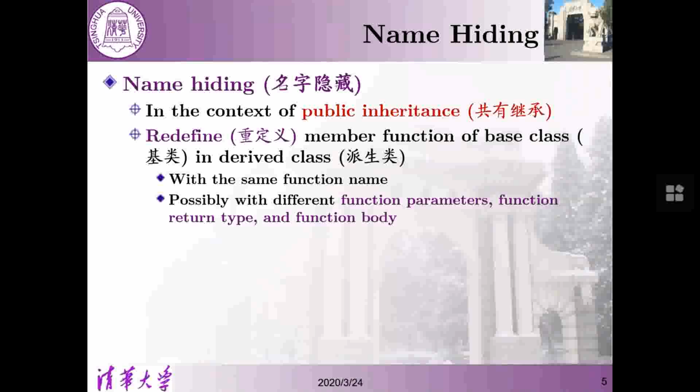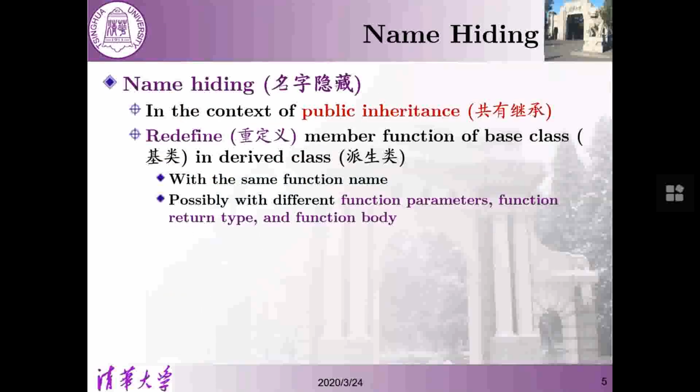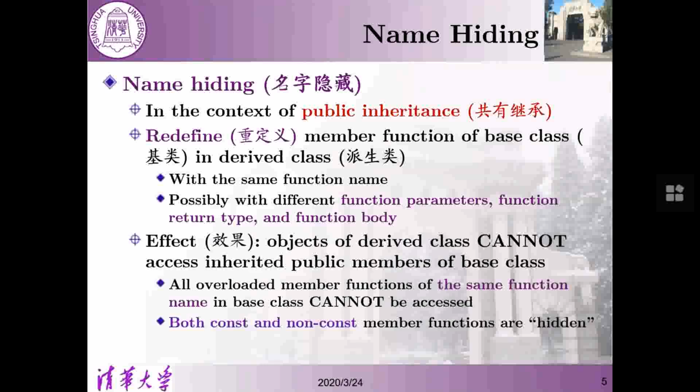So this is in the context of public inheritance, and we define the member function in the derived class with the same name, and possibly with different function parameters, return types, and function body. In this way, the effect is objects of the derived class cannot access inherited public members of the base class. Okay.